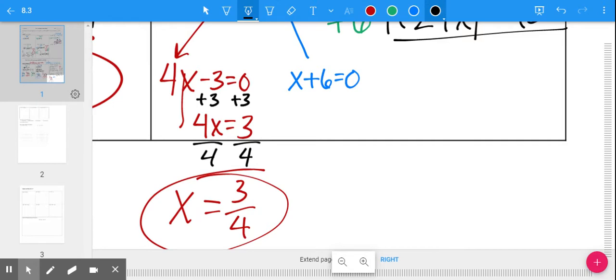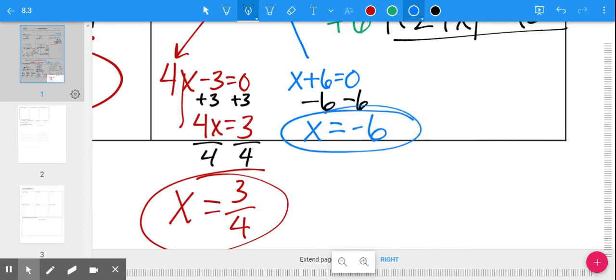So then to do the other, it says x plus 6. The opposite of plus 6 is minus 6. So when we solve it, we get x equals 0 minus 6, which is -6. There is your other solution.